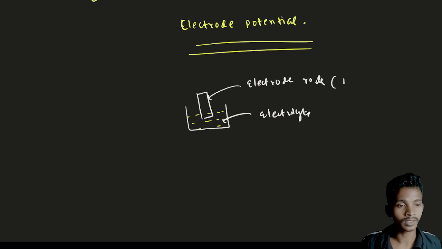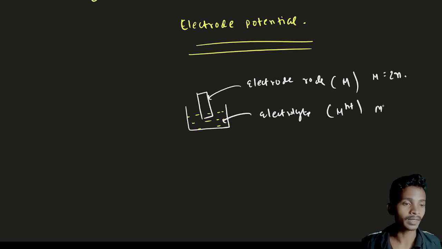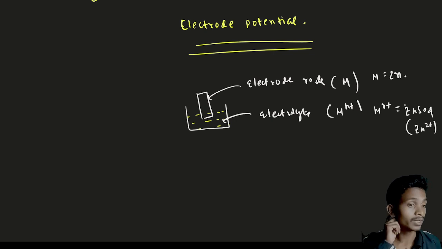If I take the electrode rod as any metal, I have to take the same metal ions, of whatever metal I take. If I take the metal as zinc, then I will take the metal ions as Zn2+, that is ZnSO4. ZnSO4 means Zn2+ and SO4 2- exist, so this is taken as Zn2+. So if I take any metal, I will take the metal ions of the same metal.